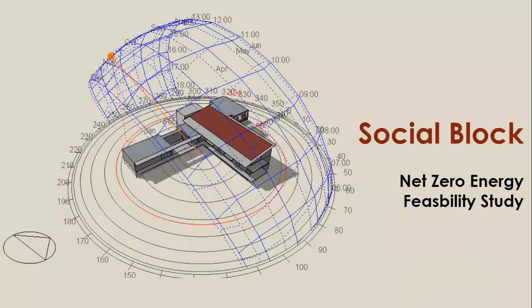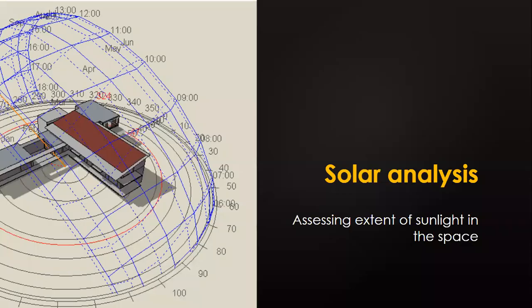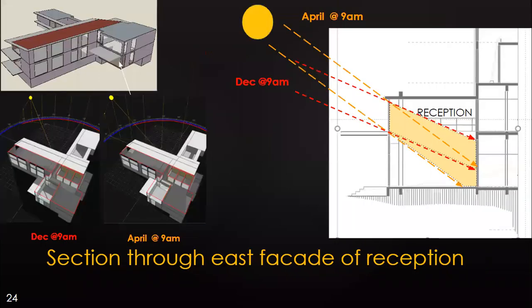So I'm showing you analysis for this block. This is called the social block. This is basically the training center, right? And the first step was to look at facade solar gain optimization, and what is the extent to which the glazing is directly exposed to solar radiation. So we did all of those studies.